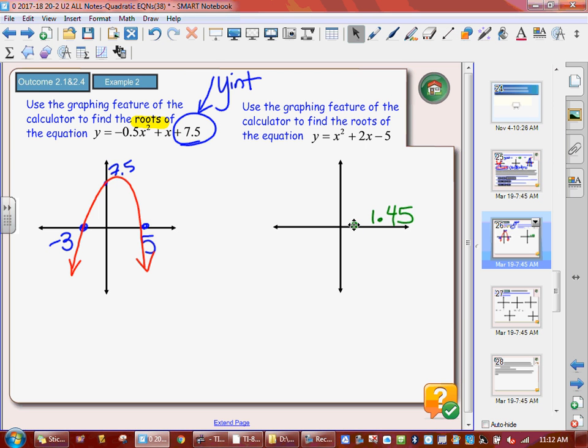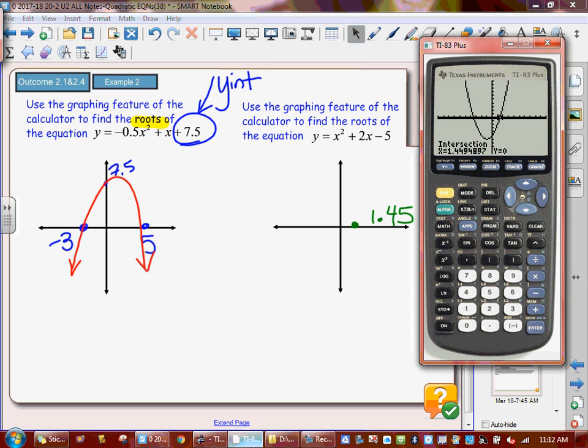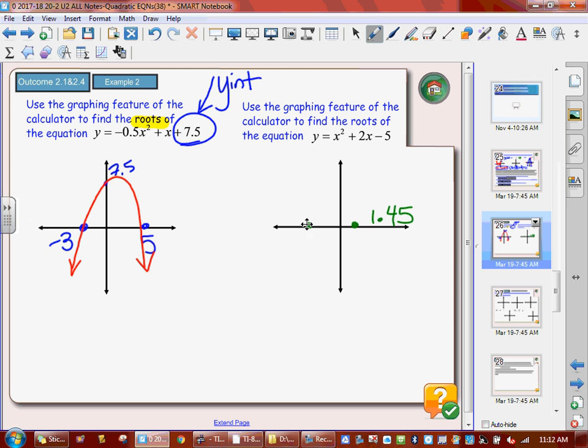Now we're going to find the next one. So we're going to hit second trace, number 5, and now we move our cursor to the left using the left arrow. Anywhere over halfway. And hit enter 3 times. And this one's negative 3.45. So we're over here at negative 3.45. What's my y-intercept? Negative 5. So I'm going to go down here, put the negative 5, and now I'm going to trace my dots.